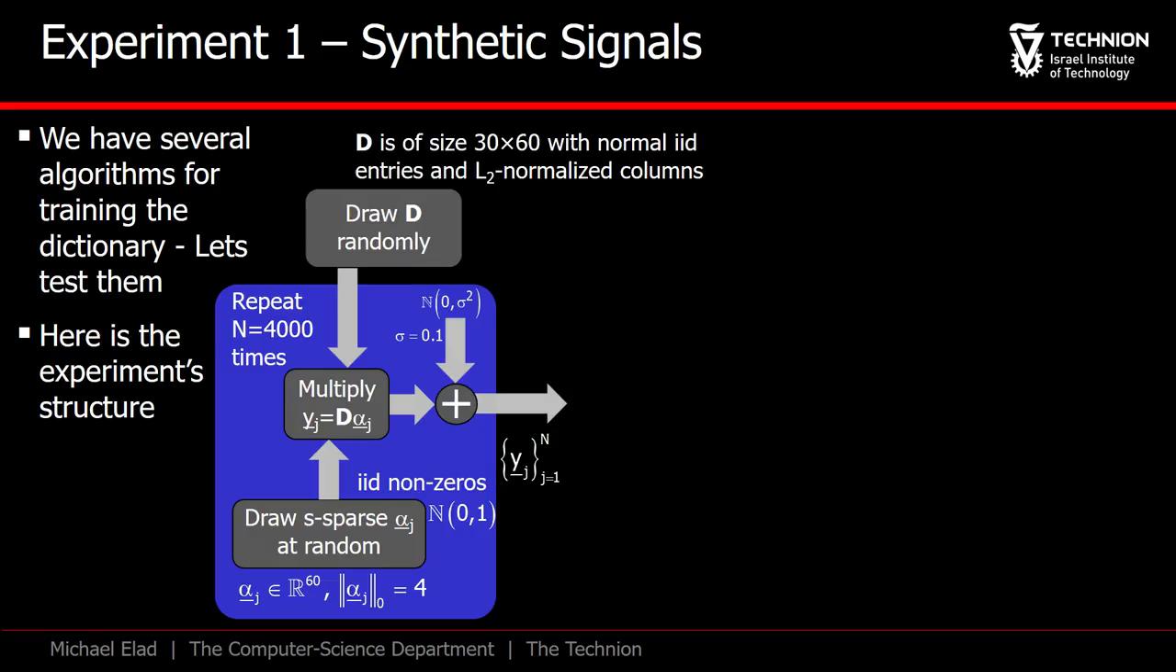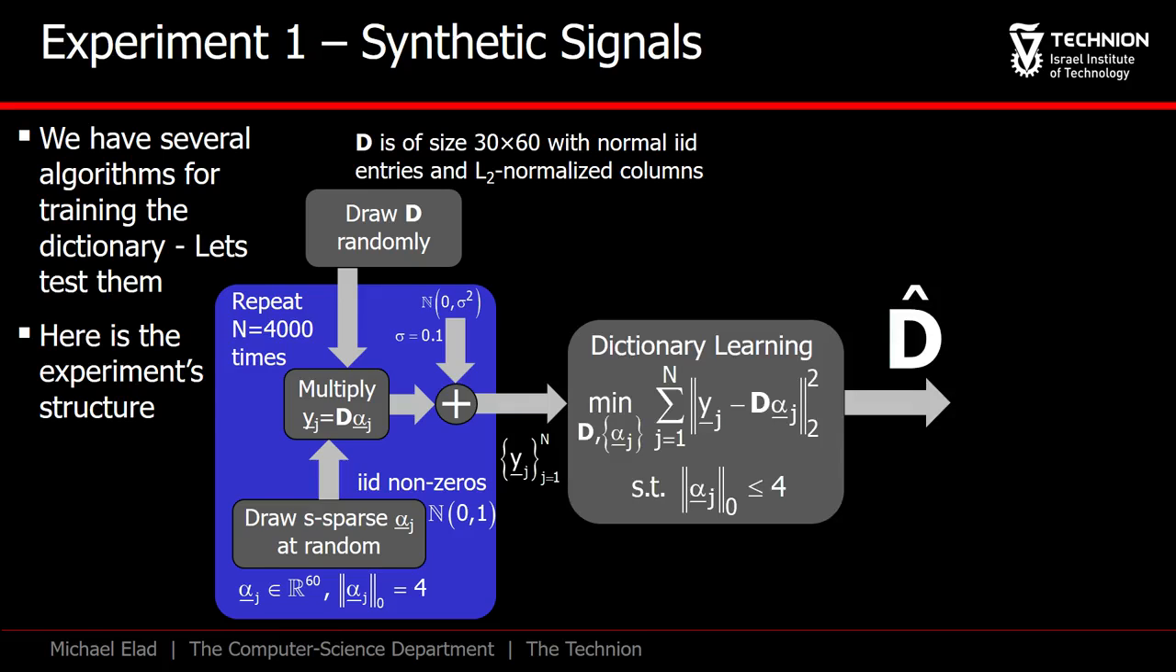We synthesize 4,000 training signals by creating random sparse vectors of length 60. Each such vector contains 4 non-zeros in random locations and having random values. These are multiplied by D and noise is added. The obtained set is the training data for the algorithms we are about to test.